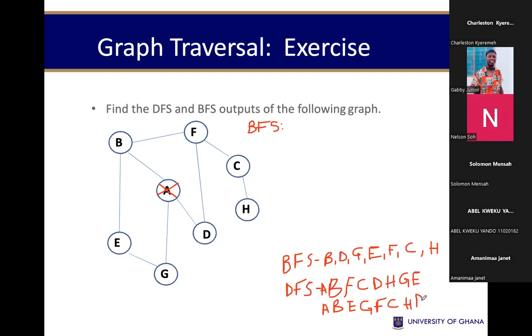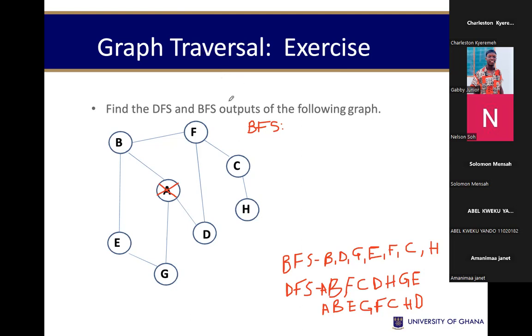Okay, so for these two, I don't know the answer because we have to do it together. The first one, I realized that the answer would be wrong because the person didn't start with A, and A was the starting point, so A has to be in the output. So let's do that together. If you also have your answer, you can put it on the chat page.